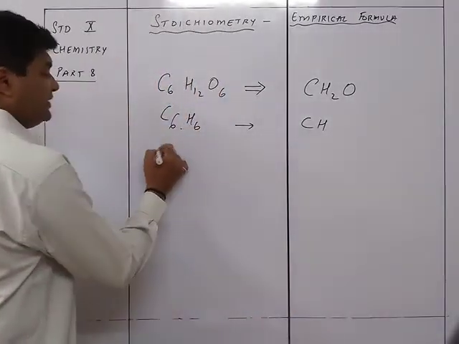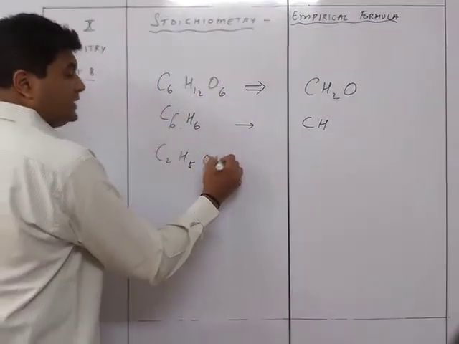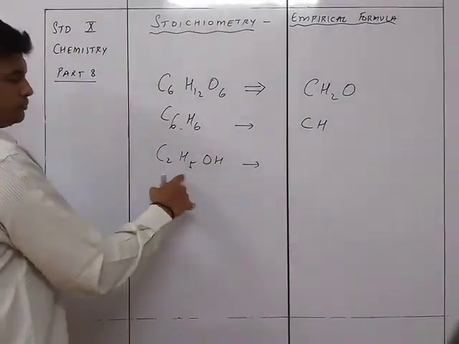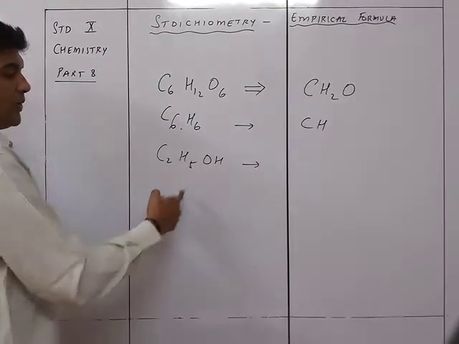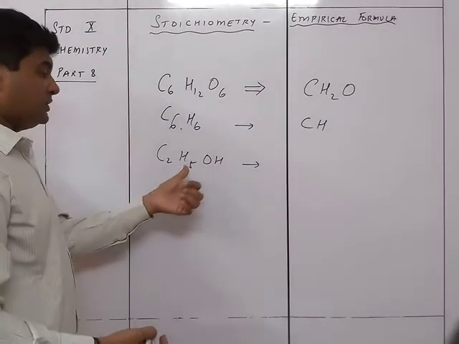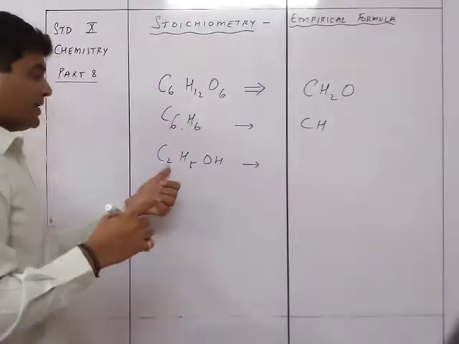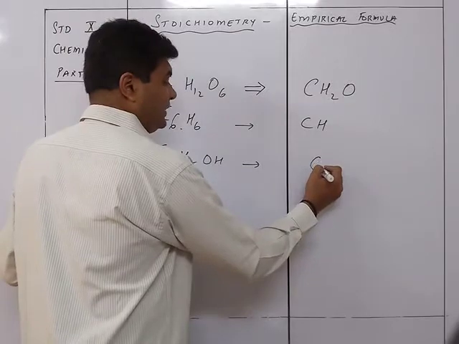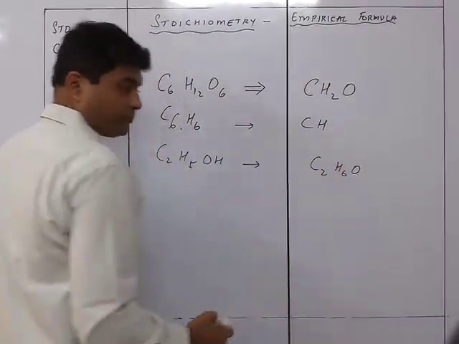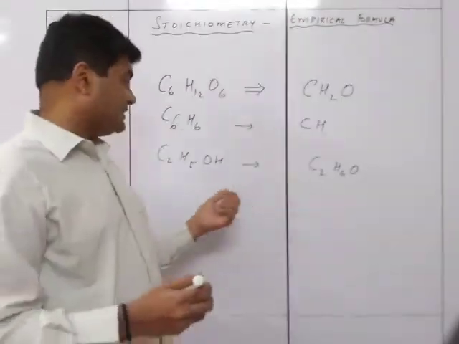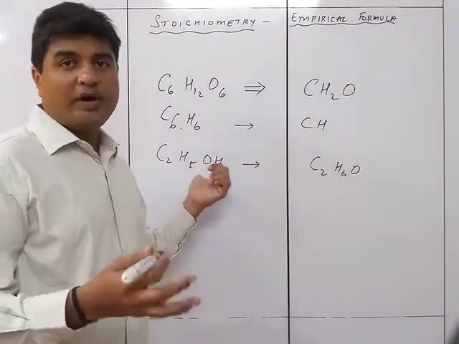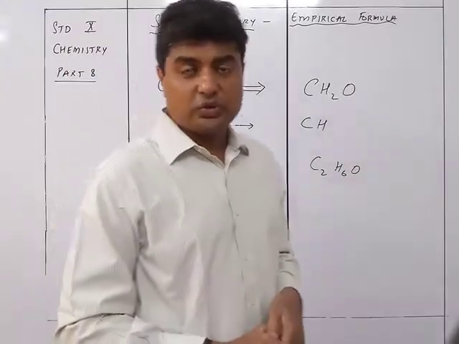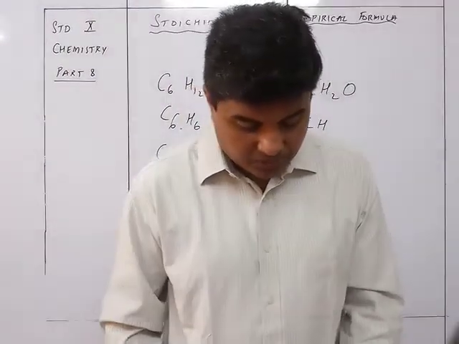If it is C2H5OH, here it will be a problem, because O is in the ratio 1. So the empirical formula you get from this will be C2H6O. This is the answer of the empirical formula of this. The OH will not separate out, but this will be the simplest whole number ratio of the compound.